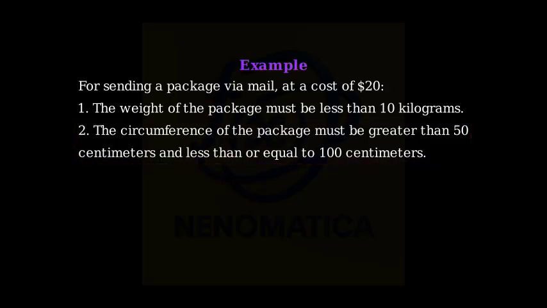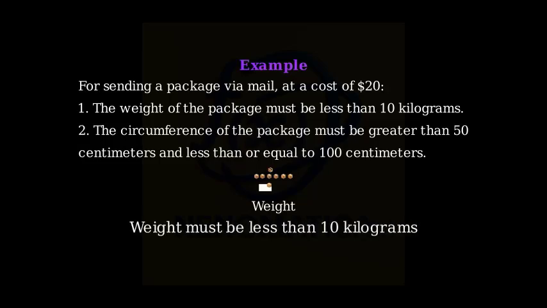For the first constraint, we need to represent the weight of the package. Let's use the variable weight to represent the weight of the package in kilograms. The condition says the weight must be less than 10 kilograms. In mathematical notation, we can write this as weight is less than 10 kilograms.